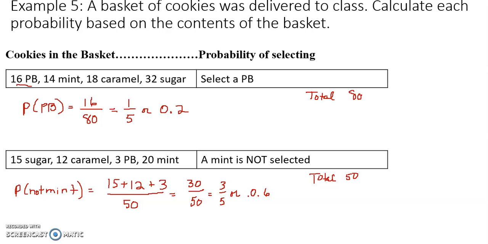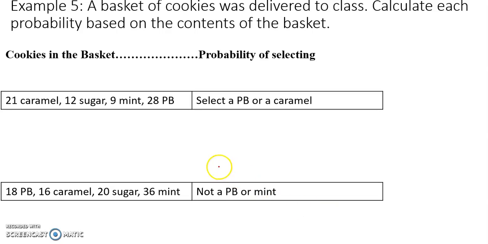The probability that we will reach in and draw out a cookie randomly and it not be a mint is a 0.6 chance. A little better than half to half, than even, that it's going to be a 50% chance. Which, remember, these probabilities can be expressed as percents.